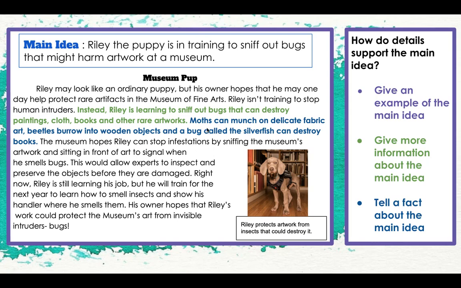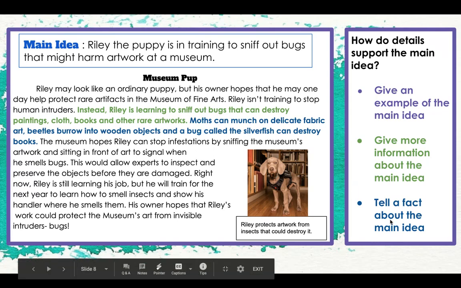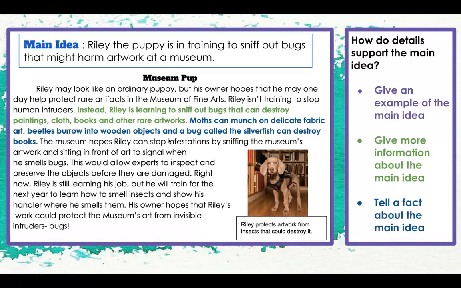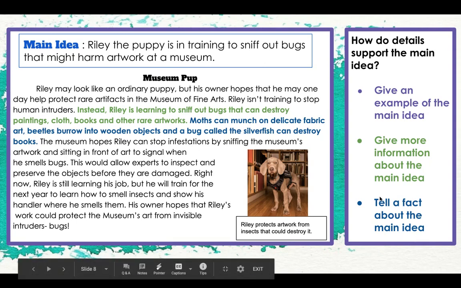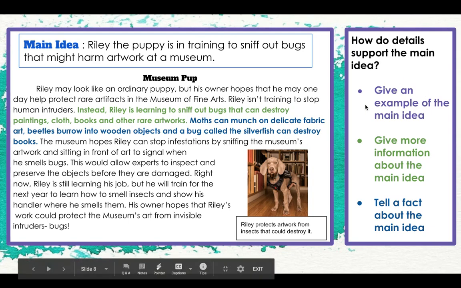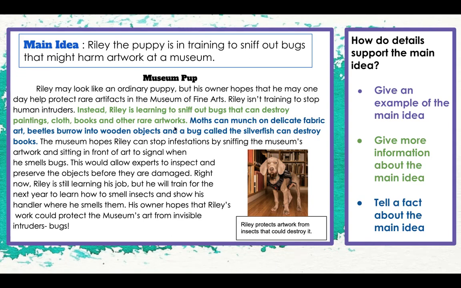Look at this part in blue. This is telling us facts about how bugs might harm artwork. Tells us that moths can munch on delicate fabric art, beetles can burrow in wooden objects, a bug called the silverfish can destroy books. These are facts about bugs that can harm artwork. You could also say they're giving examples of ways bugs could harm artwork. Sometimes the line between those gets murky. The point is that we can tell they both have to do with this main idea, and we can describe how they're supporting that.